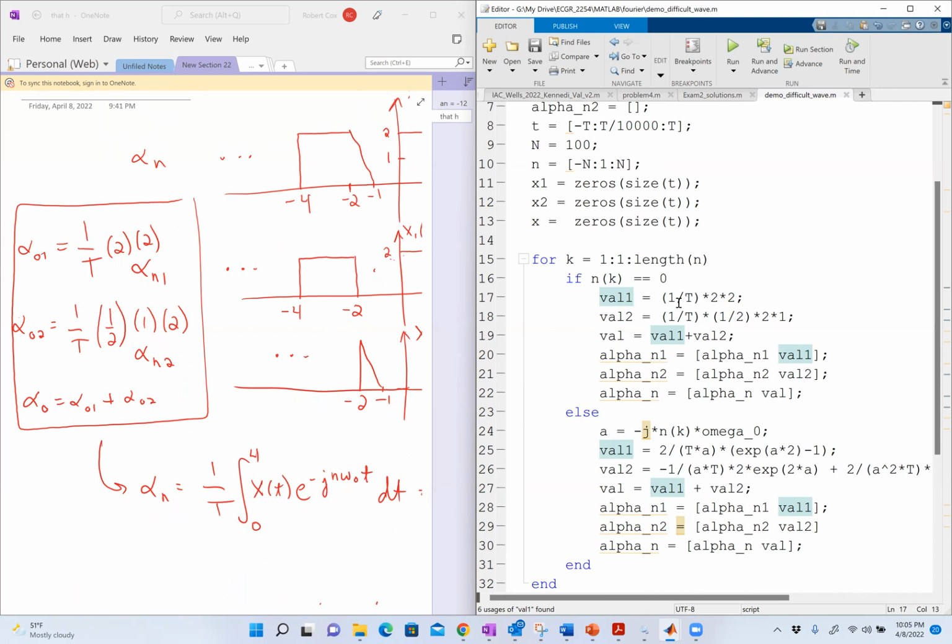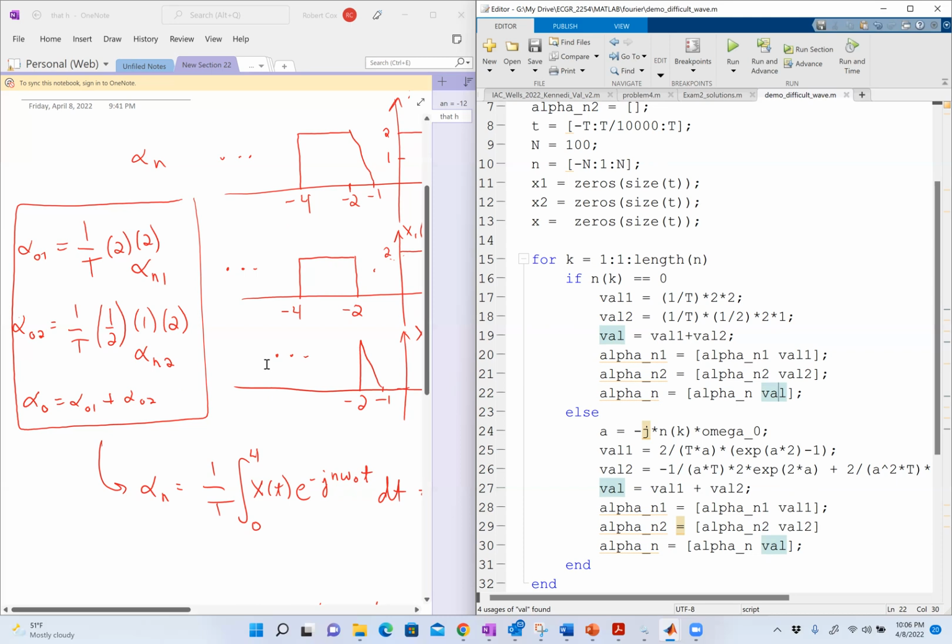Notice what I did: 1 over t times 2 times 2, exactly what I have right here. For alpha 0,2, I called that val2. Val2 is 1 over t times a half times 2 times 1, exactly what I have over here. And then alpha 0 was alpha 0,1 plus alpha 0,2, so I just added those two together. On this line, I'm appending val1 to the end of the alpha n1 vector. This line, I'm appending val2 to the end of the alpha n2 vector. And for alpha n, I'm appending the sum val onto the end of the alpha n vector.